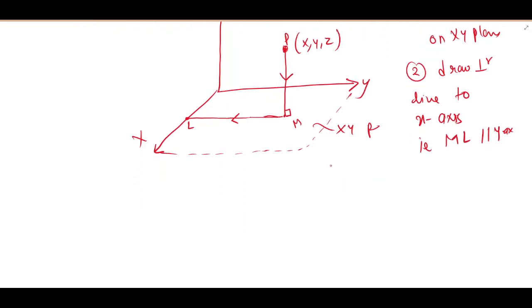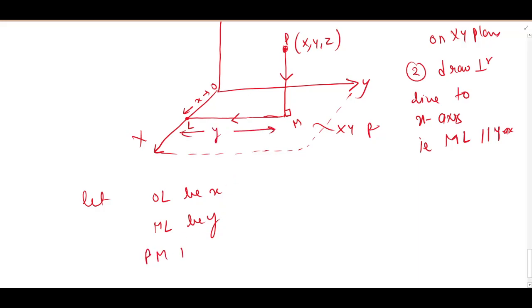And now let OL be x, this is x, and ML be y, this is y, and PM be z, this distance is z. So from here we can know the coordinates of point P: x comma y comma z are the coordinates of point P.